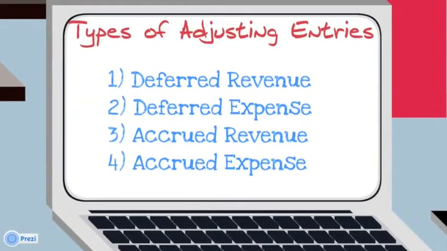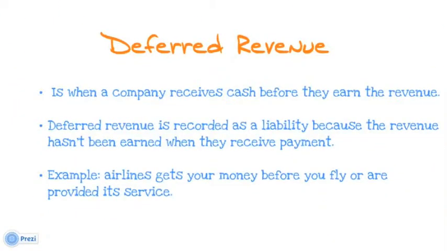There are four main types of adjusting entries. Firstly, there is deferred revenue, which is when a company receives cash before they earn the revenue. Deferred revenues are recorded as a liability because the revenue hasn't been earned when they receive payment. An example of this would be when you purchase an airline ticket. You have paid the airline company for your ticket before receiving the service they provide.